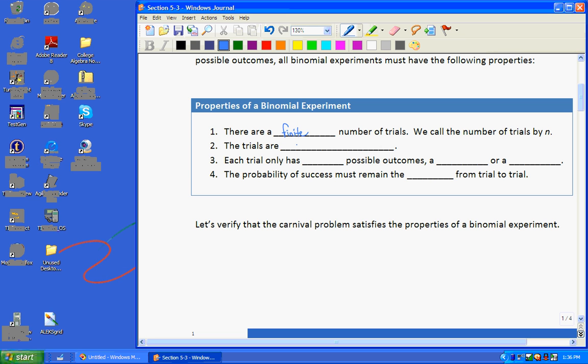2, the trials are independent. And we've heard this word before. That means what happens on the first trial has no effect on what happens on the second trial or the third trial and so forth. So all the trials are independent of each other. Number 3, each trial has only 2 possible outcomes: a success or a failure. And depending on the context of the problem, that could be yes or no, or some other two possible outcomes, but we boil it down to success or failure.